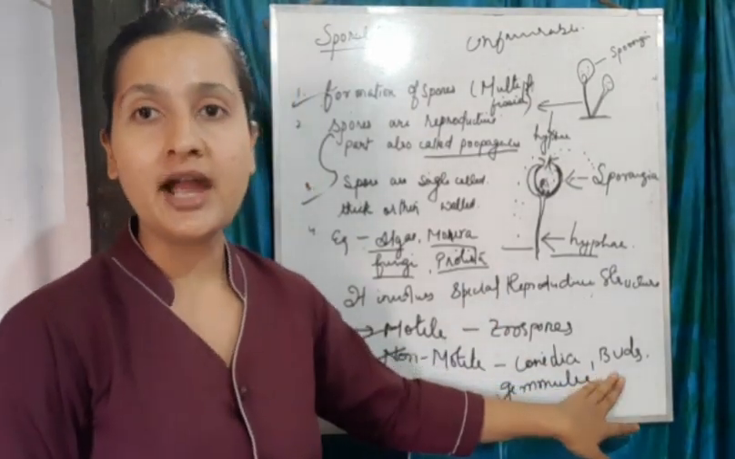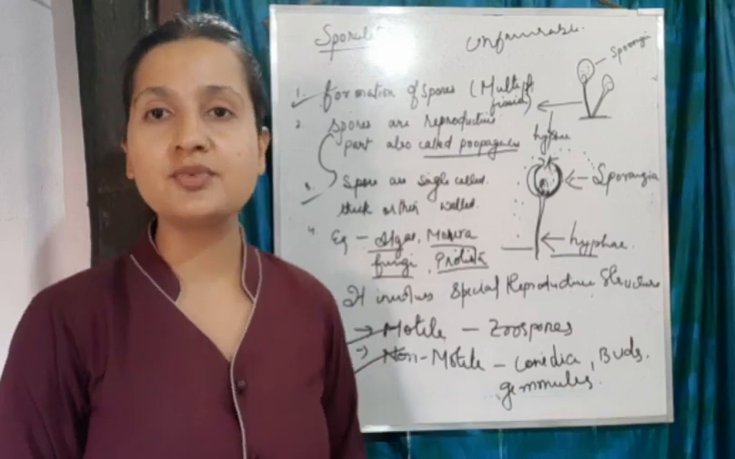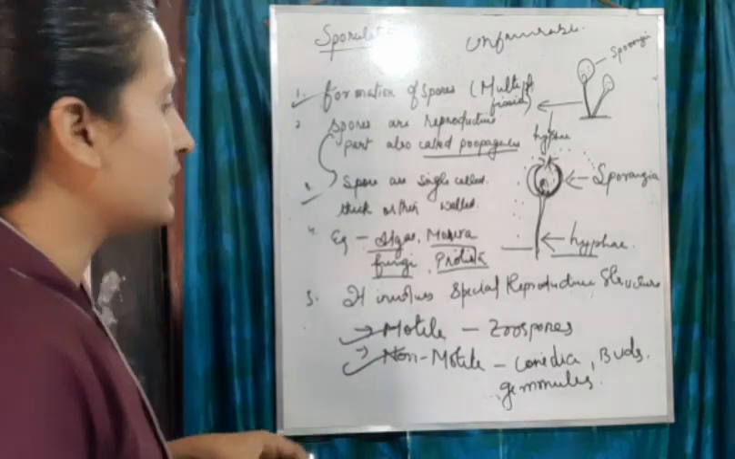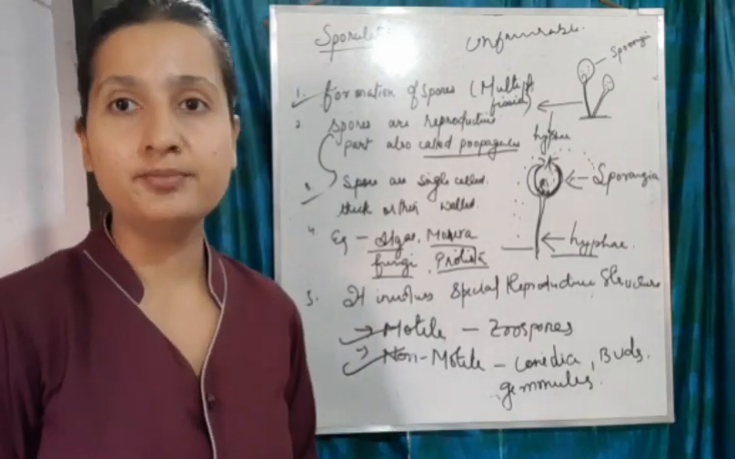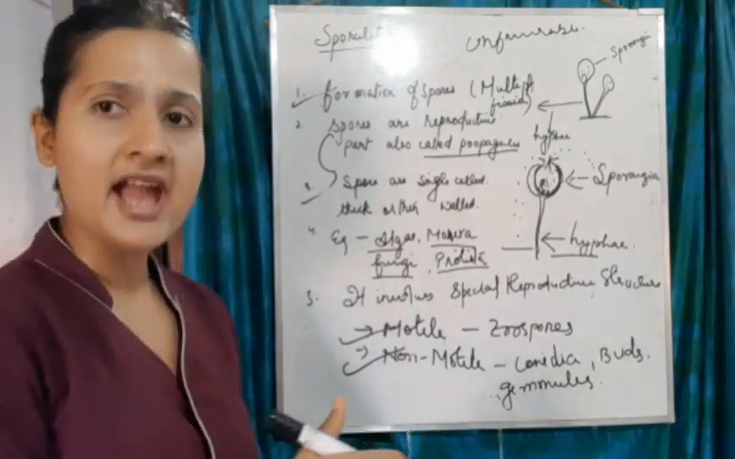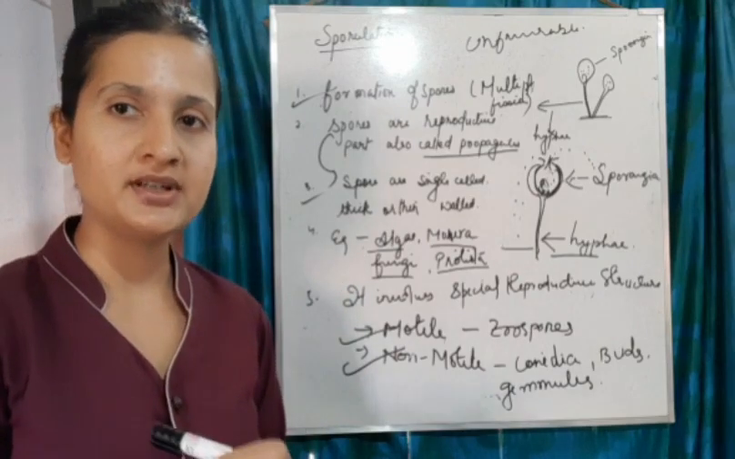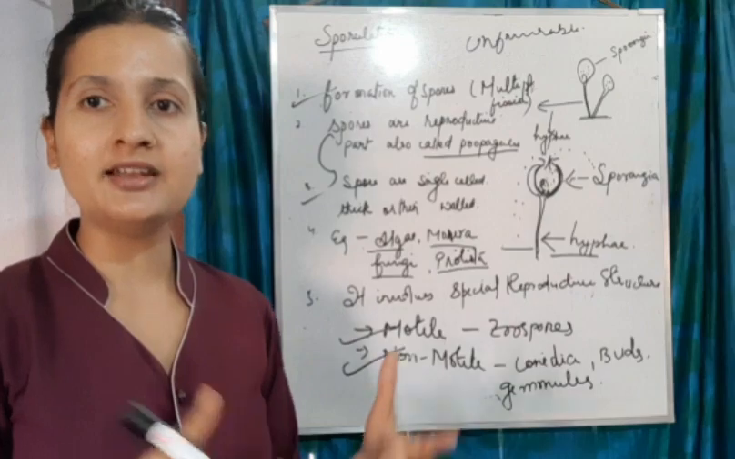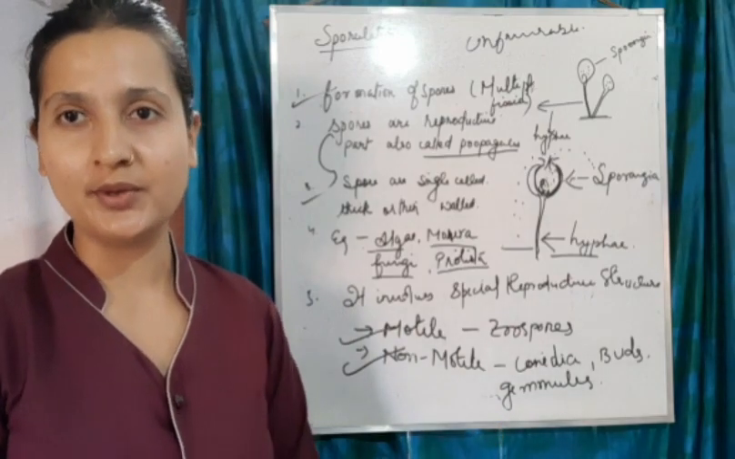Buds. For buds, you know, Hydra, right? In Hydra, they reproduce by what? Budding, isn't it? So that is also a type of asexual reproduction, in the form of buds. And they detach, isn't it? In Hydra, what happened? The buds get detached and fall on the surface of the earth, where again a new individual forms. All right.